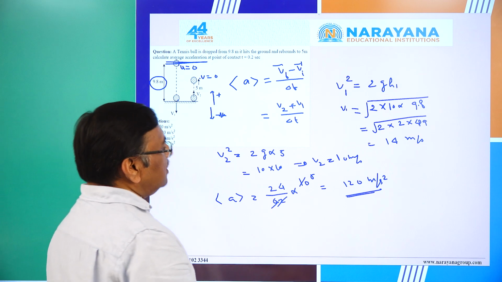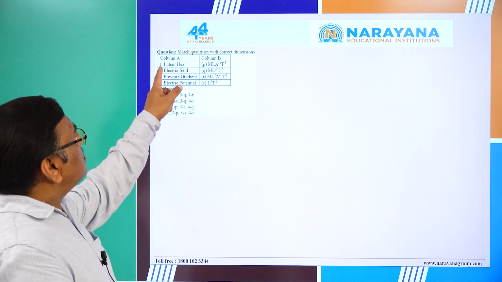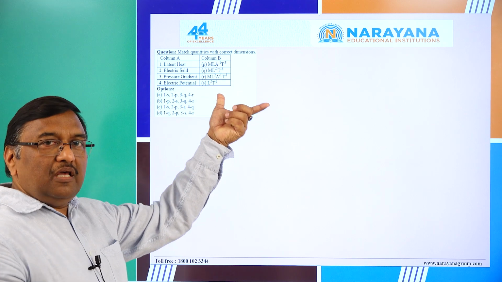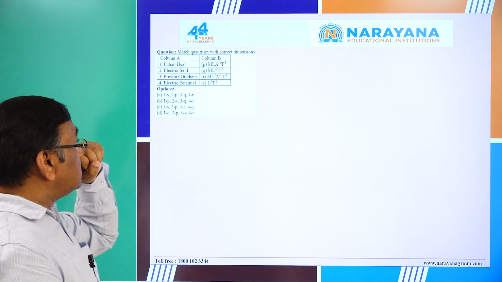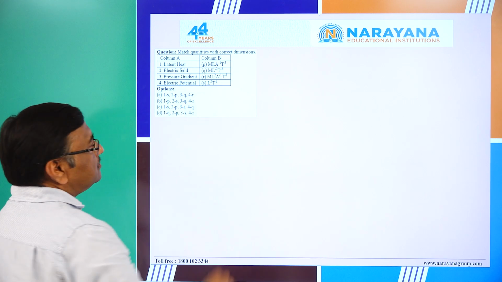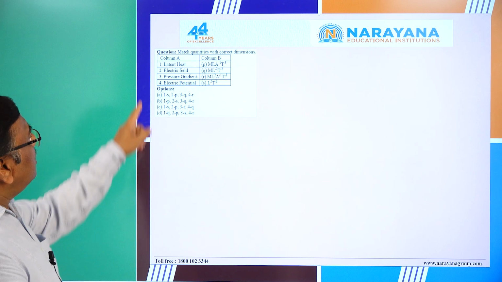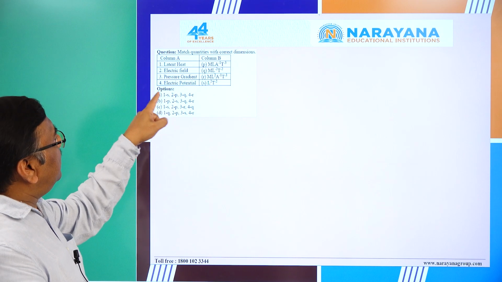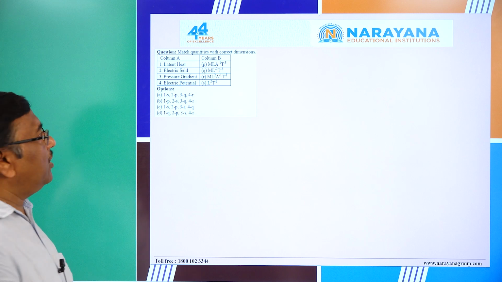Okay, let us see the next one now. In dimensional analysis, we should know the relations which can simplify these things. The first one he is asking is to match the quantities with the correct dimensions: latent heat, electric field, pressure gradient, electric potential. All of you know these very well.